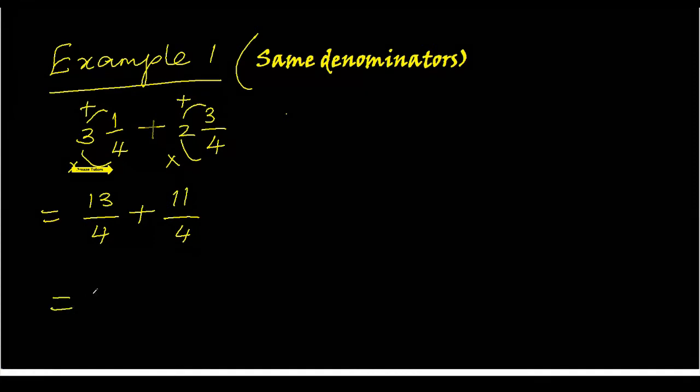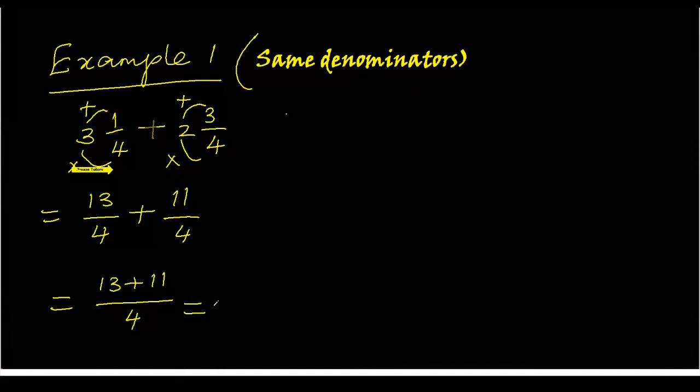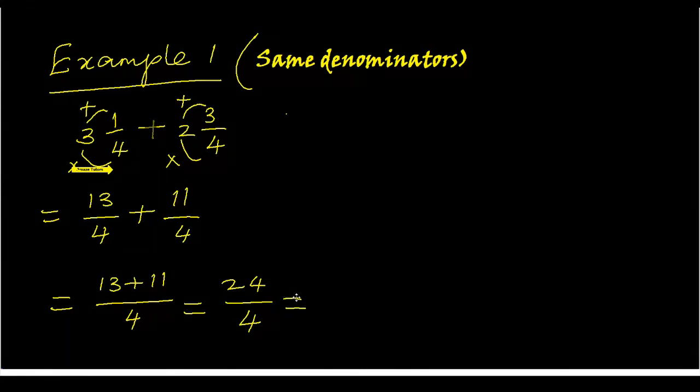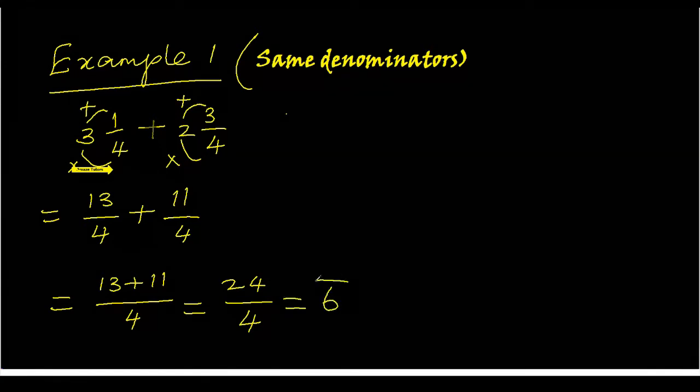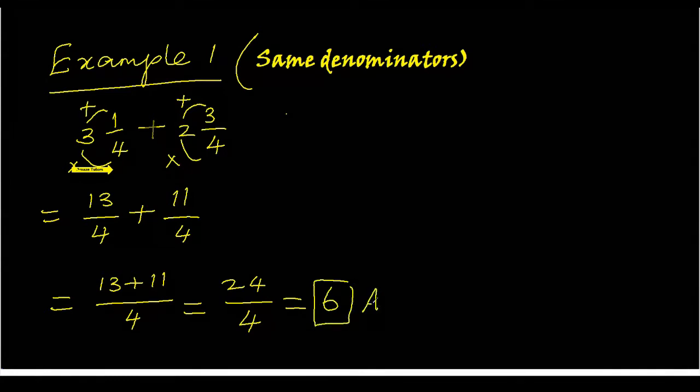As the denominator is the same, we simply add the numerators and keep the same denominator. Add 13 plus 11 to get 24. Now this is completely divisible. We are getting the final answer as a whole number because 4 6s are 24. This is the final answer.